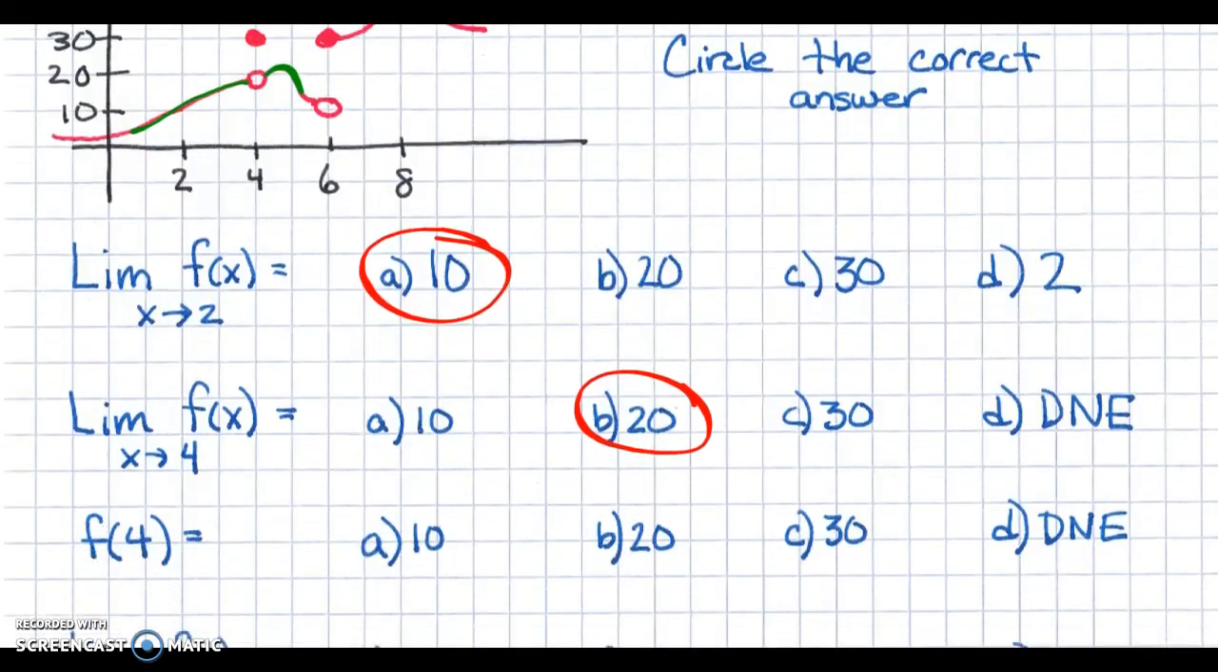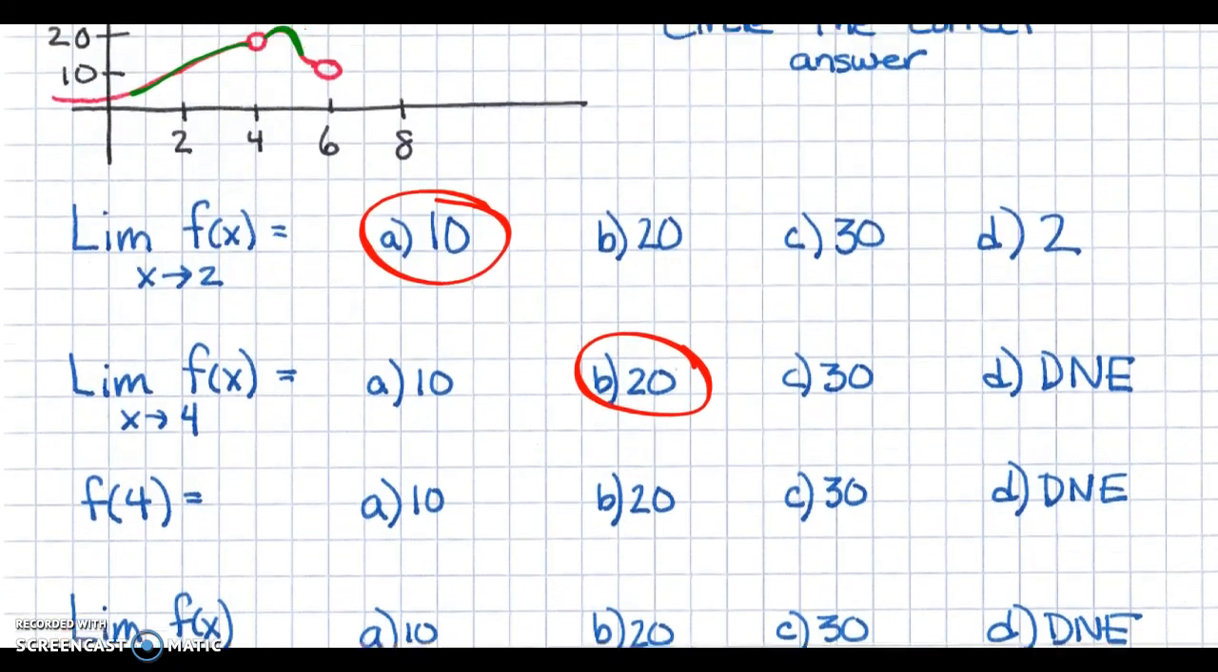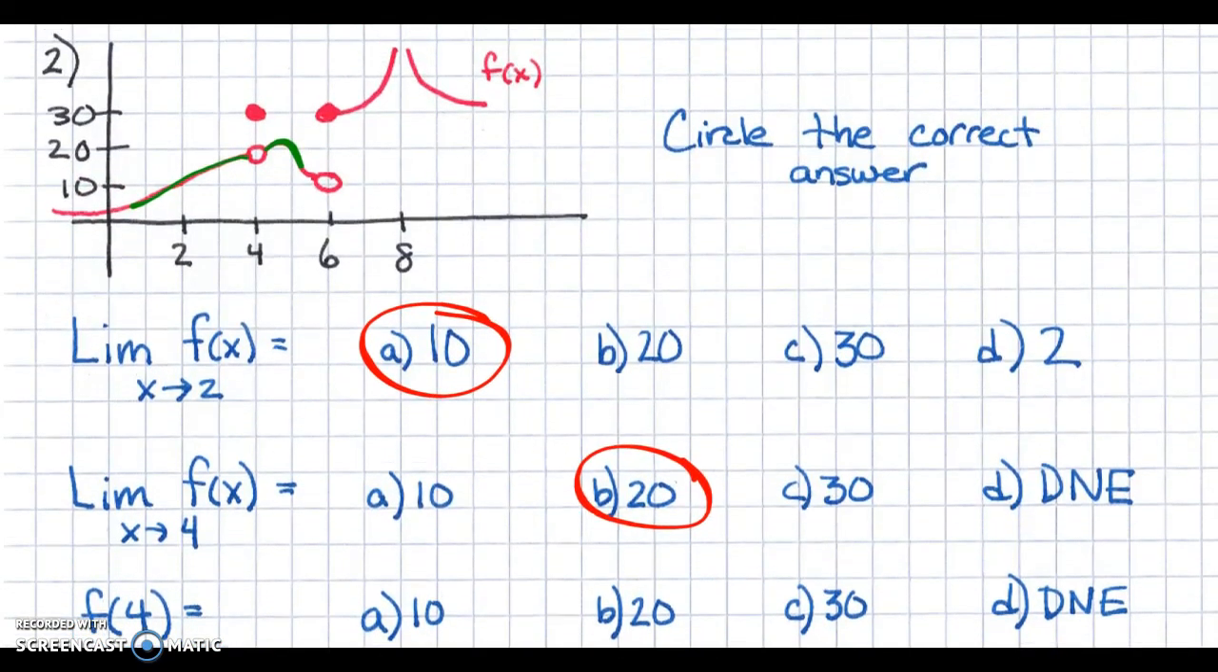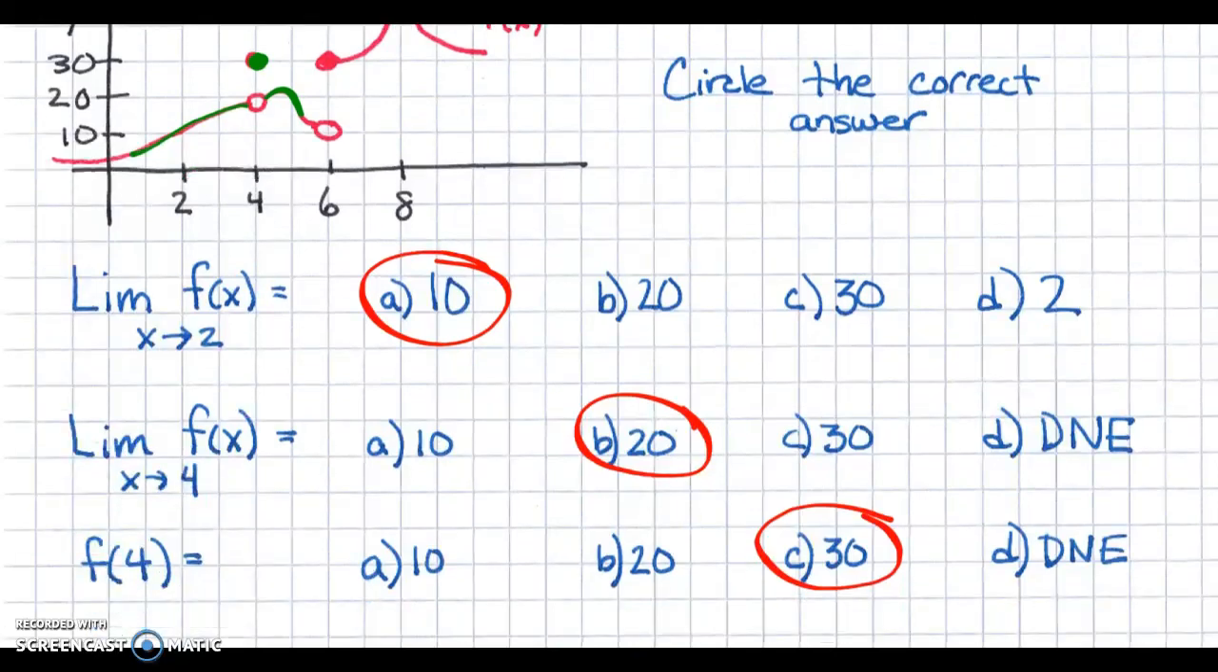So we go to the next one. It asks me for f of 4. It wants the value of the graph at 4. Now it's not asking me for a limit. It's asking me for a value. The value of the graph at 4 is this dot right here. So that value is 30. Some people want to say the value does not exist because there's a hole there, but the value is just not connected to the graph. On to the next question.